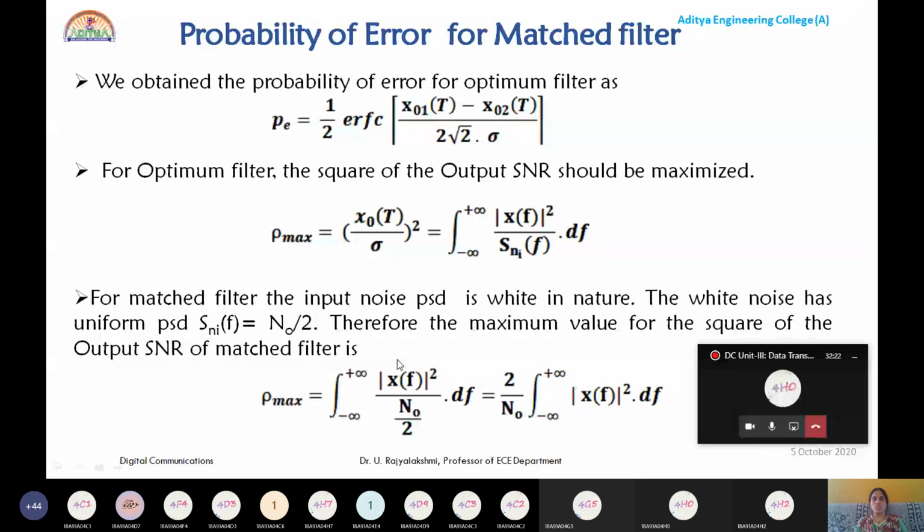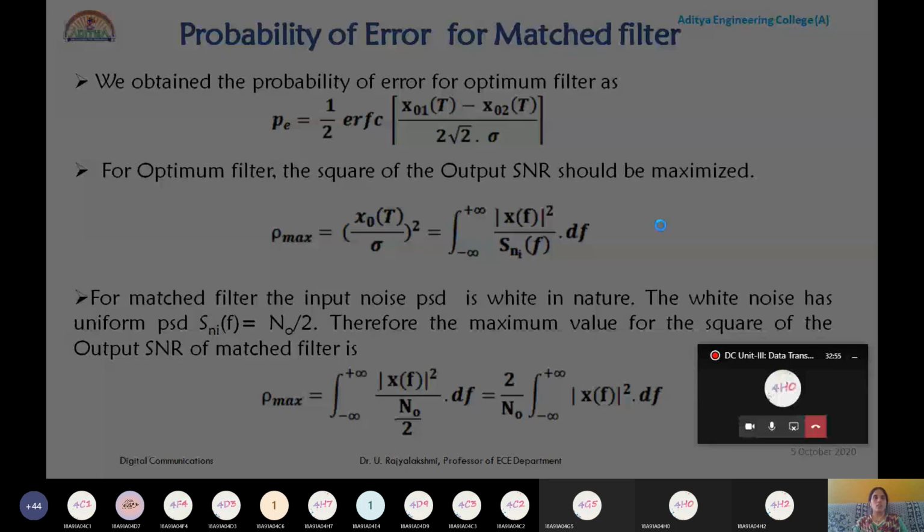Please remember this expression. You can directly substitute the values of x1(t) and x2(t) in this expression to calculate rho max, and once you obtain rho max, the same will be substituted in the probability of error to calculate the corresponding expressions for Pe. So please remember this expression: rho max, which is the square of output SNR, is 2 by n0 integral from minus infinity to plus infinity of mod X(f) square df.